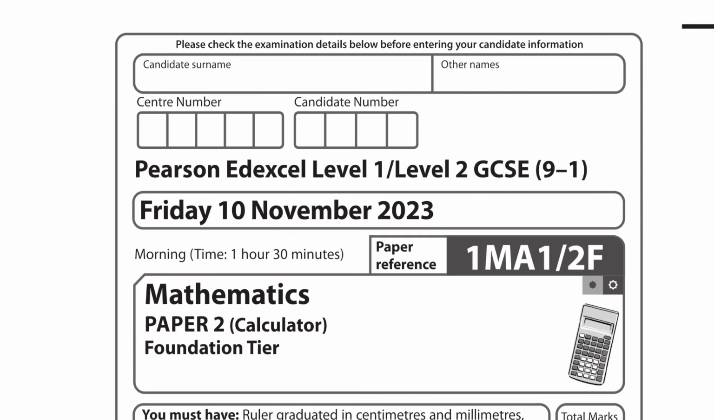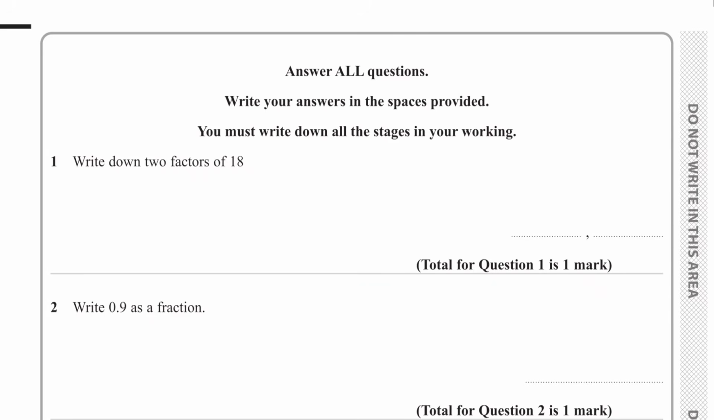This is the Edexcel Paper 2 calculator paper from November 2023. Question 1, write down two factors of 18.